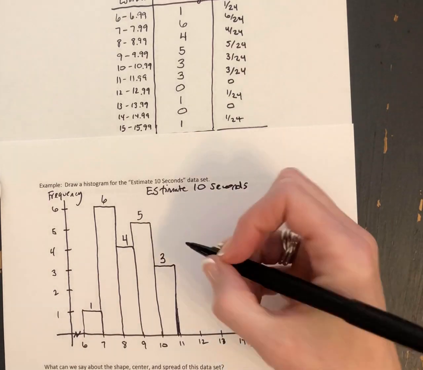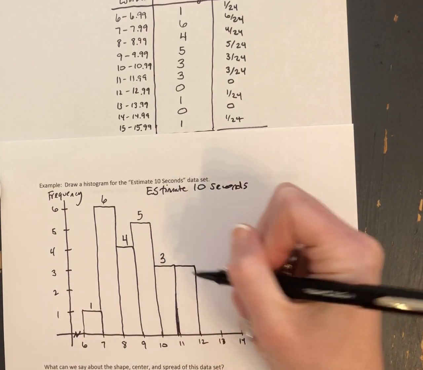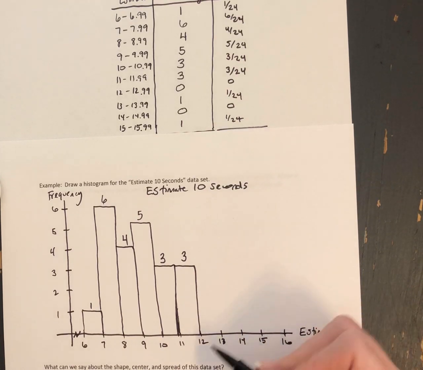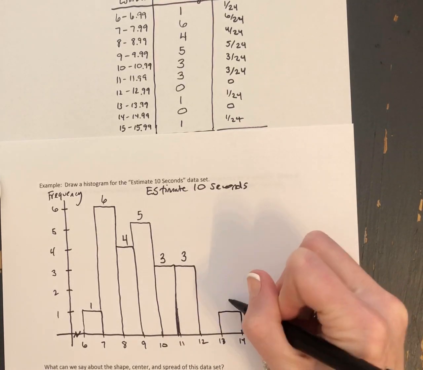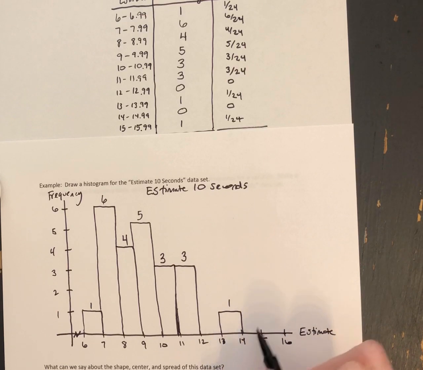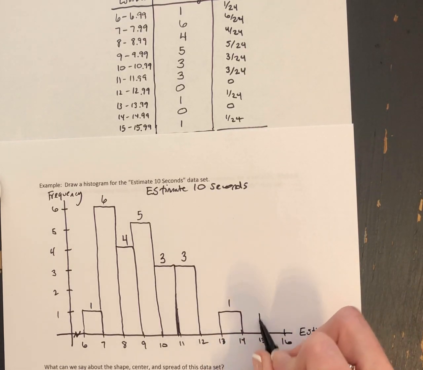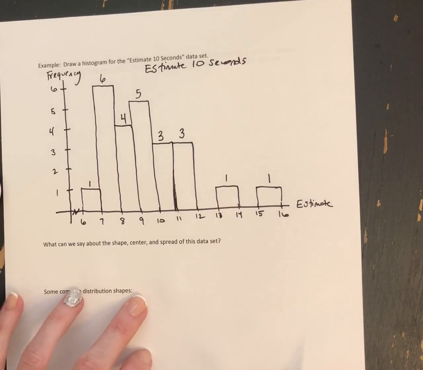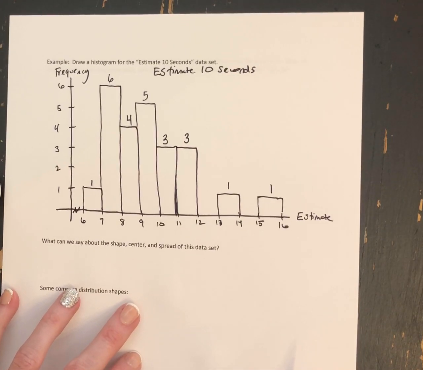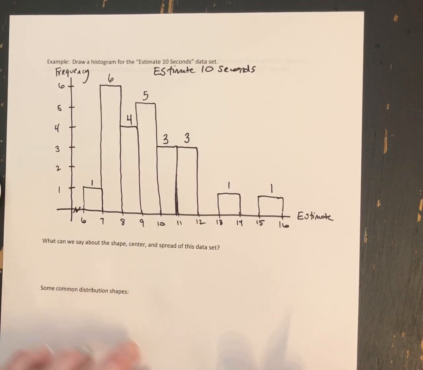And then 11 to 11.99, we also had 3. 12 to 12.99, we had none. 13 to 13.99, we had 1. And then we had another gap in the 14s, and then from 15 to 15.99, we had 1 again. Okay, and so that's what our histogram looks like for our estimate 10 seconds data set.